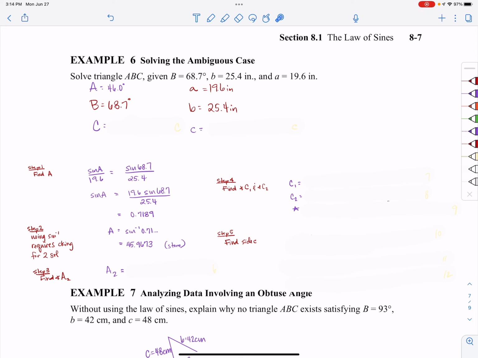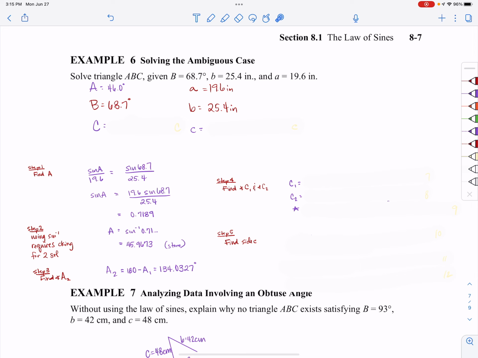All right, now because of the fact that I use sine inverse, let's assume that there is a second angle A. So let's go find angle A2. And we understand that we do that by using supplementary angles. So I'm just going to take 180 minus A1, which I'm calling this guy here A1. I'm using what was stored in my calculator, and I'm going to get this 134.03 number.